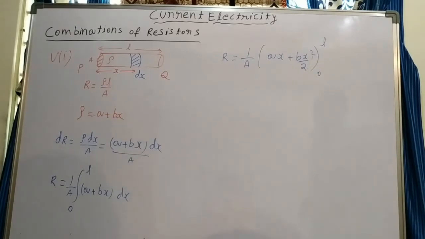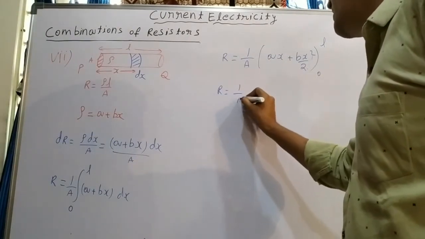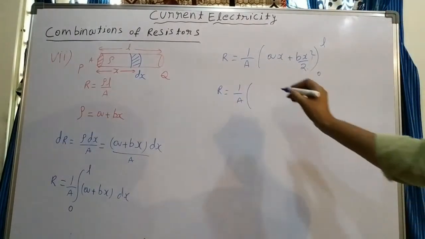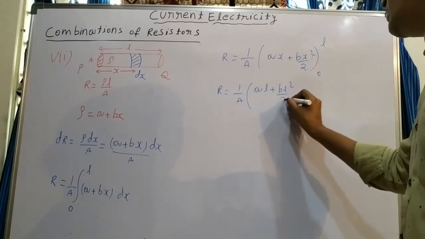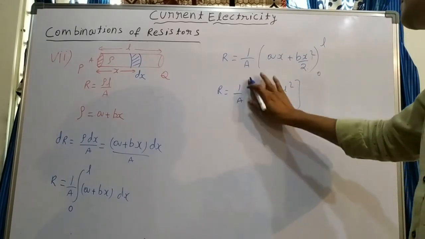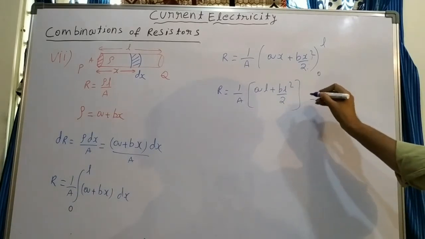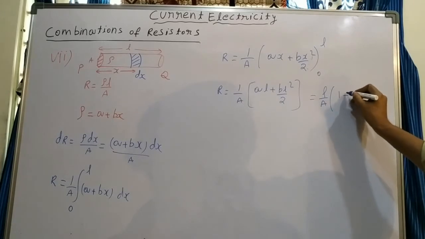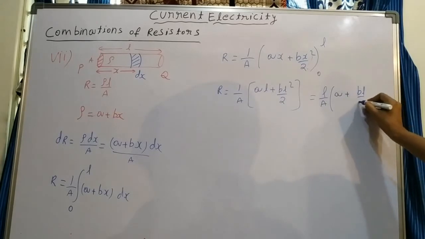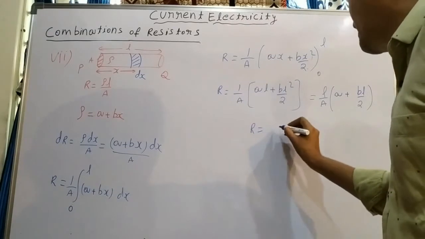Substitute the upper limit and lower limit, and now we solve. R is equal to 1 by A. If you substitute the upper limit, what do you get? aL plus bL square by 2. The lower limit means you get 0, so no need to take that. So what you can write is L by A common, times a plus bL by 2. This is the resistance of the conductor.